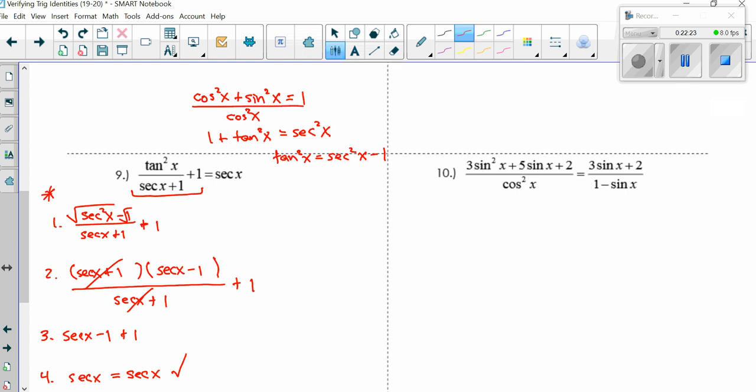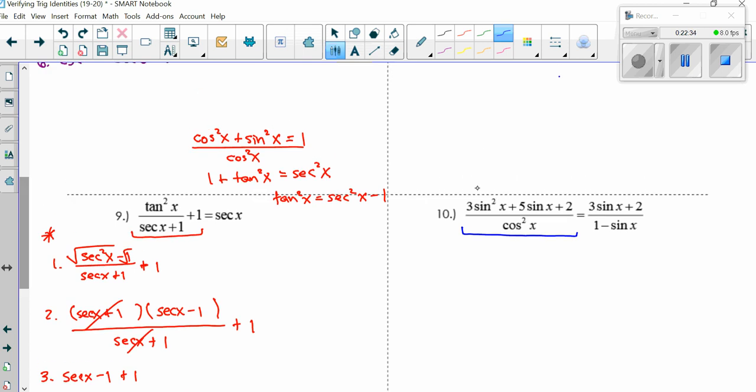Okay, this one seems to have a little bit more going on with it, so I'm going to work with this one. Notice that this is a sine squared. So this looks like your ax squared term. This is just a sine, so this looks like your bx term, and this is just a constant, so that's your c. Okay, that means that this is a trinomial. When you see a trinomial, you should be thinking factor.